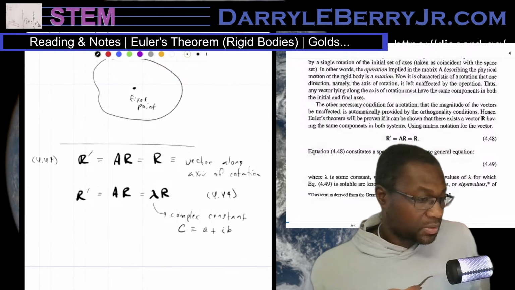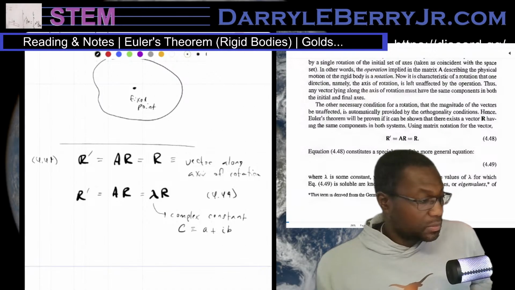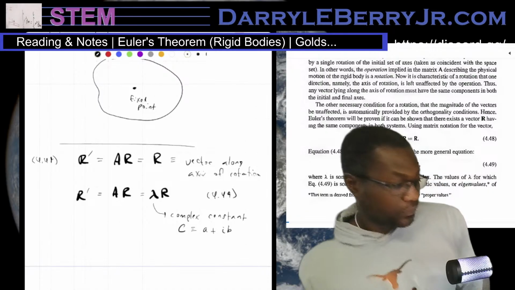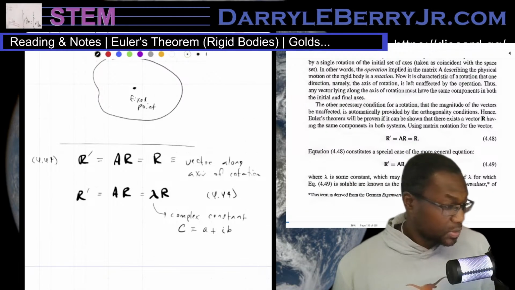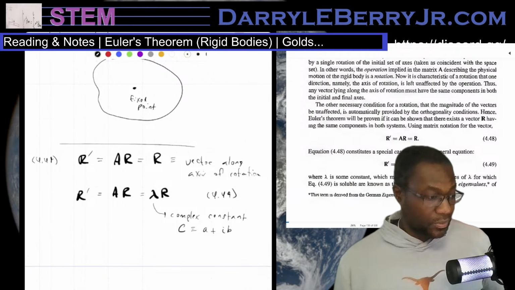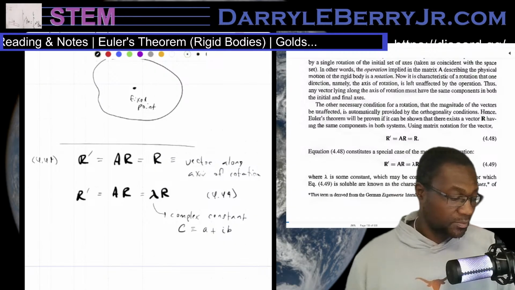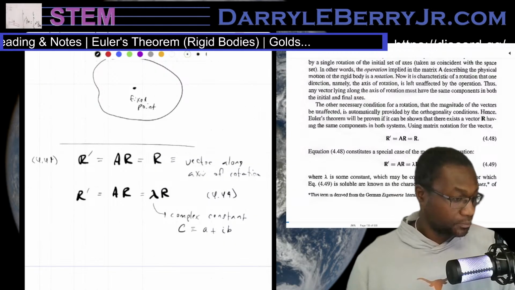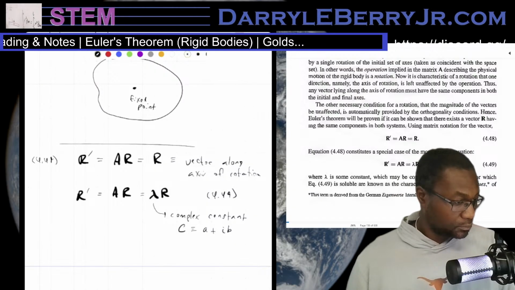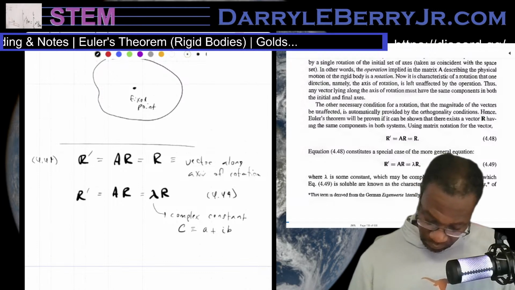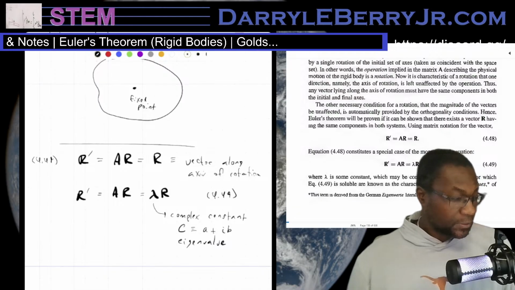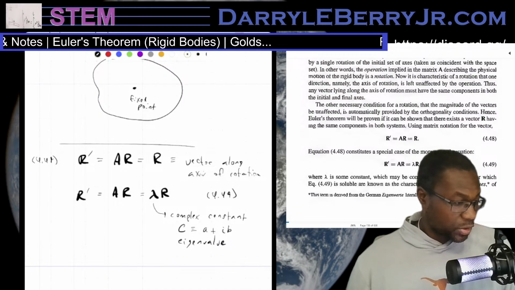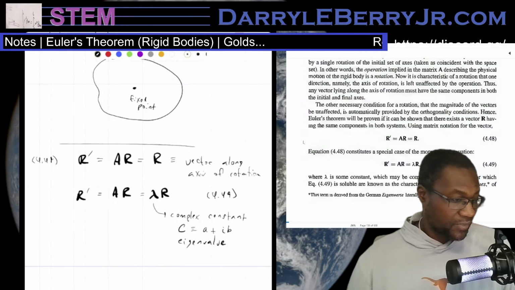The values of lambda for which 4.49 is soluble are known as the characteristic values or eigenvalues. Here we go, linear algebra. This term is derived from the German eigenwert, literally proper values.